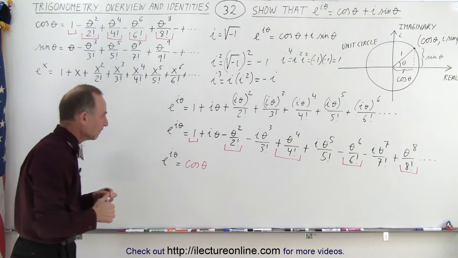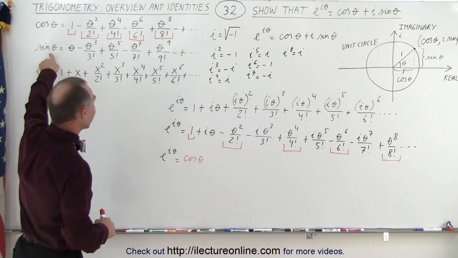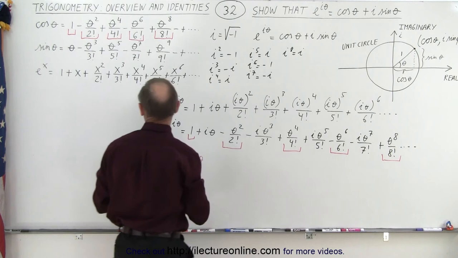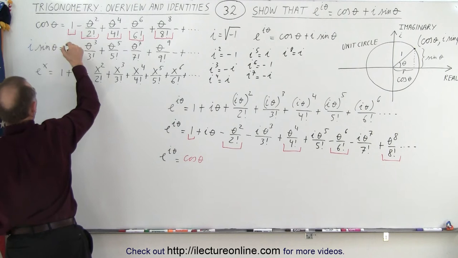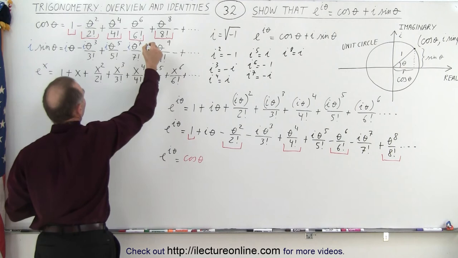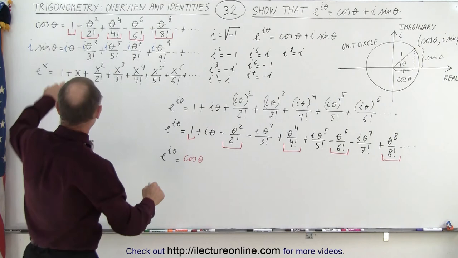Okay, so now next, we're trying to match things up with the sine of theta, but not actually the sine of theta. We have the i sine of theta. So that means that we need to add an i. And so i sine of theta will be equal to i times this, and i times this, and i times this, and i times this, and i times this, and so forth. And do we have those terms? We certainly do. Here we have the i theta.